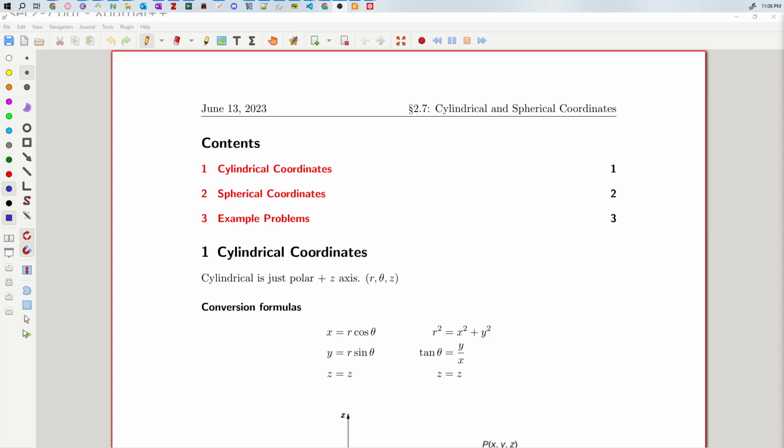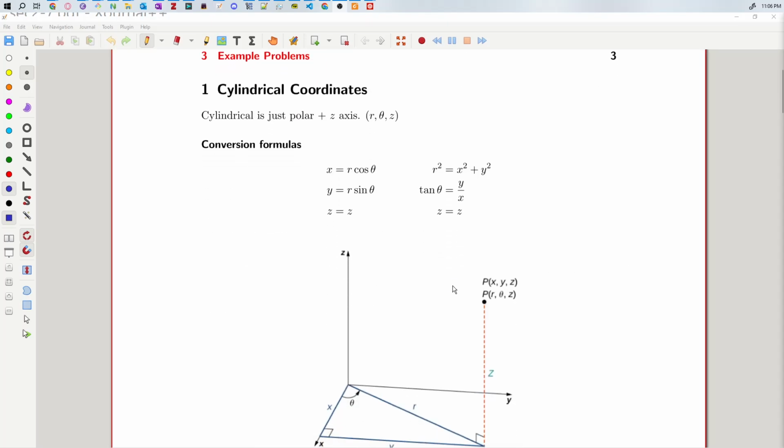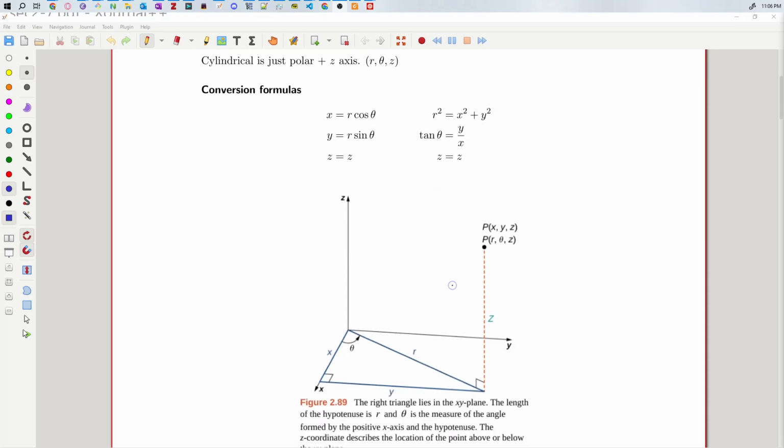In this video, we'll be discussing cylindrical and spherical coordinates. So, cylindrical coordinates involve the quantities r, theta, and z. So r and theta are similar to polar coordinates in 2D, and we just end up tacking on an extra coordinate z, which stands for the height, right? The z height, as you can see in the picture.